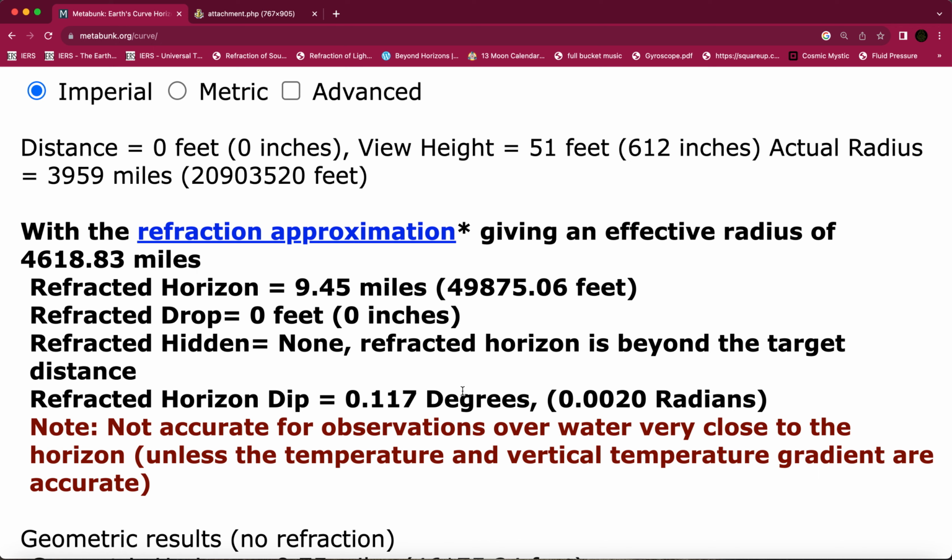But the point is that they need to know the distance, right? This is important. Because for them to know how much dip, they need to know the distance to the horizon. Now, the distance to the horizon is not possible to know.